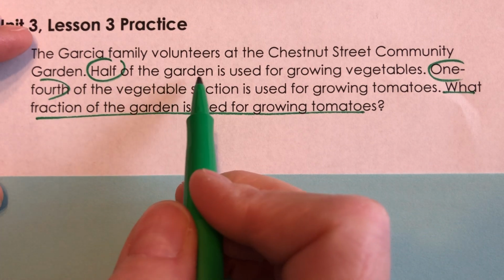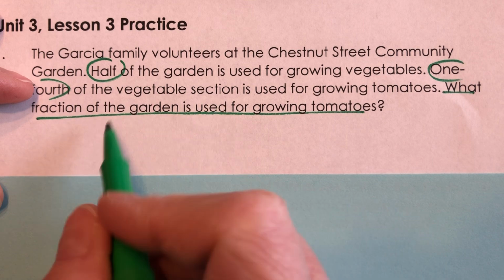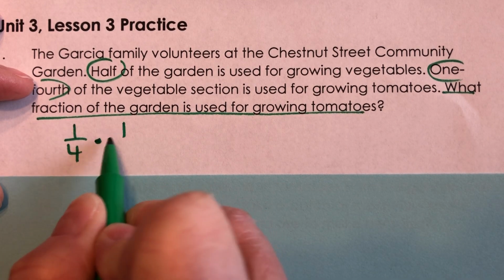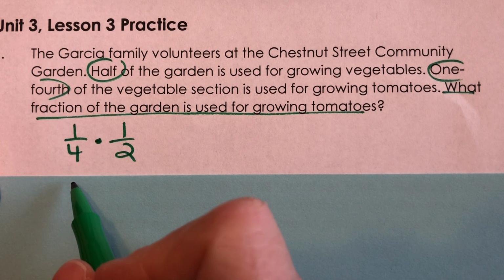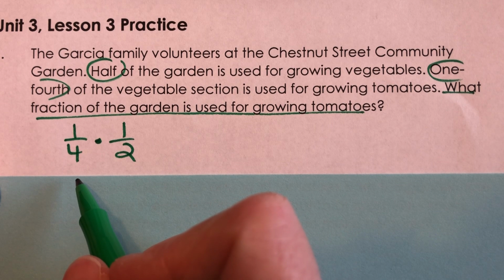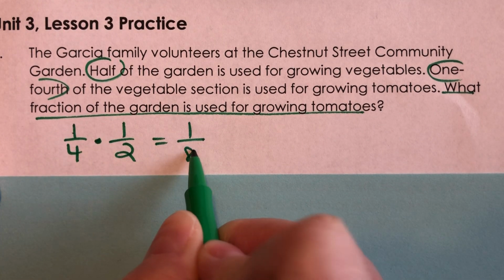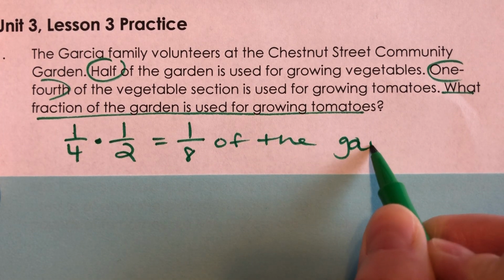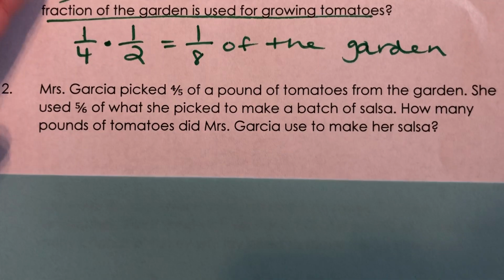Okay, so if half of the garden is used for growing vegetables and 1/4 of that is used for growing tomatoes, that means I want to take 1/4 of 1/2. Now, if you wrote 1/2 times 1/4, you're going to get the same answer because the commutative property of multiplication works for fractions too. It works for everything with multiplication. So 1 times 1 is 1, and 4 times 2 is 8. So 1/8 of the garden. That's your first one. Okay, erase.